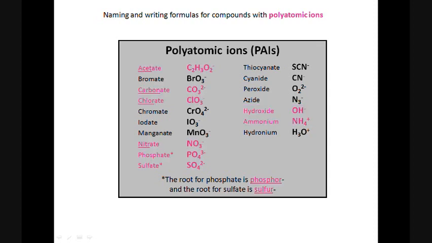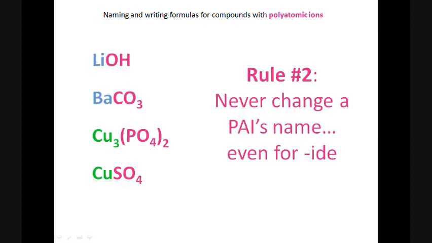The more familiar you are with this list of common polyatomic ions, the easier noticing them and naming their compounds correctly will be for you. So our second rule is that we never change the name of a polyatomic ion, in order to recognize the difference between ions and individual elements.